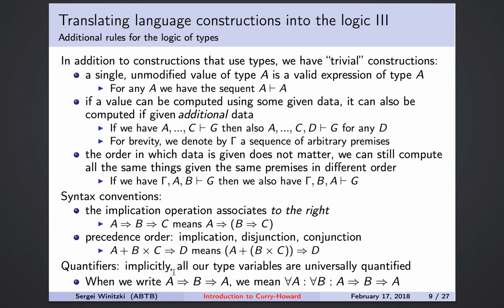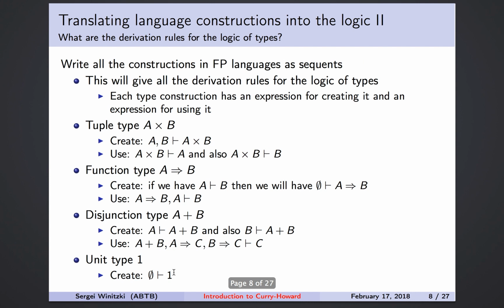In addition to these constructions that use some specific types, we have constructions that are general. They're not using any specific types, and these constructions are in some sense trivial. They're very simple and obviously reasonable, independently of a programming language as well. Although we should note that everything we have done here is common to pretty much every functional programming language. So this is really not about a specific language. This is about the functional programming paradigm as such.